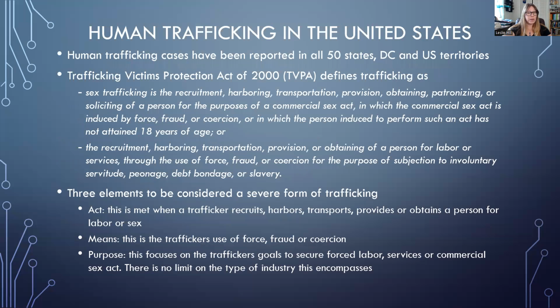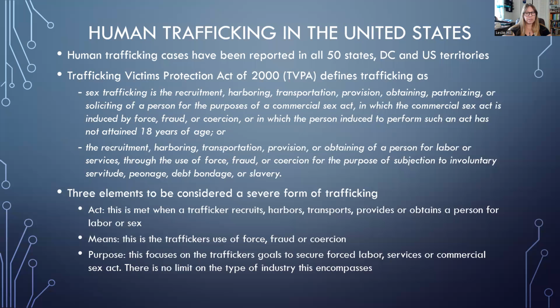Let's talk about human trafficking in the US. So human traffickers exploit domestic and foreign national victims here in the US, and traffickers exploit victims from the United States abroad. Human trafficking cases have been reported in all 50 states, the District of Columbia, and US territories. Here in the US, we have a federal trafficking law, the TVPA, which I mentioned previously, and all 50 states have their own state-level anti-trafficking legislation.